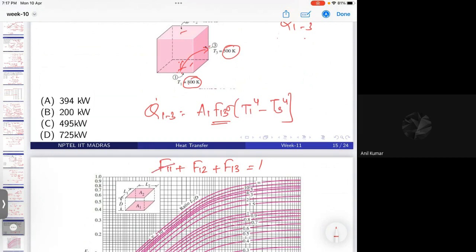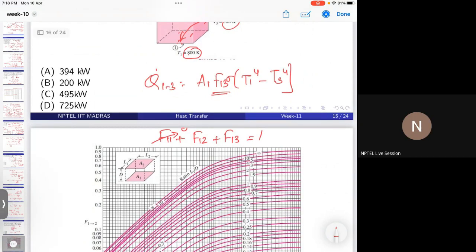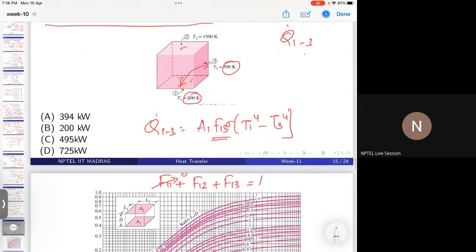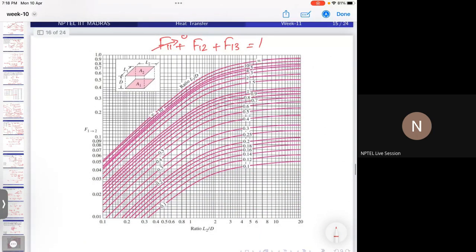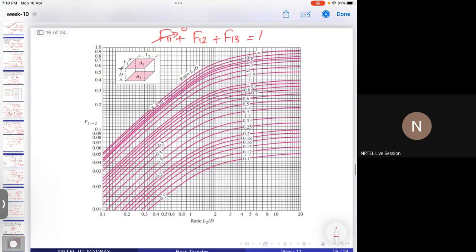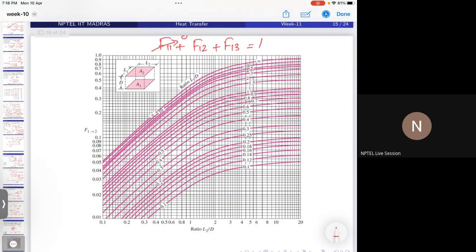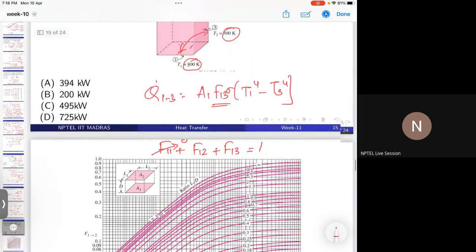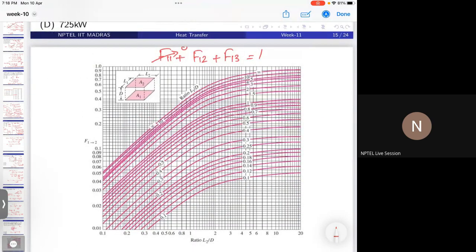F11 is 0. Now for F12, I don't know whether you are aware of these kinds of charts. There are specific charts for view factors. If you are using some heat transfer data books, you can find them, and in all heat transfer textbooks you will find these charts. If you are given such charts, you can easily find the view factor. So if I get F12, I can easily find F13.